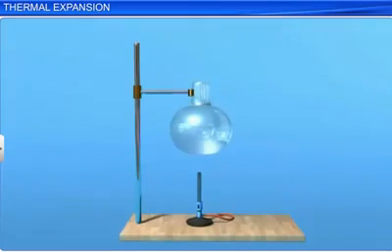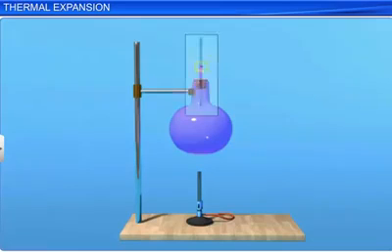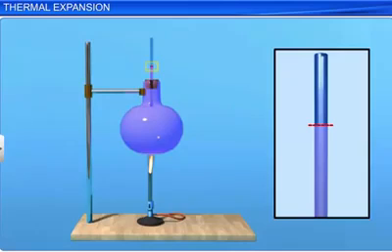Take a round-bottomed flask and fill it with colored water up to the brim. Close the flask with a single-holed rubber stopper. Now, insert a capillary tube into the flask such that some water from the flask gets into the capillary tube and reaches a certain level. Mark the level of the colored water in the capillary tube. Now, heat the flask over a burner. Observe the level of water in the capillary tube.